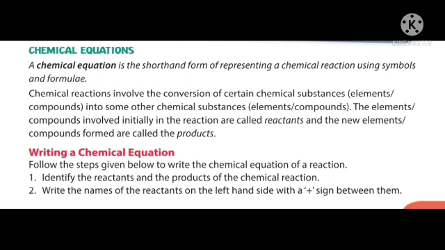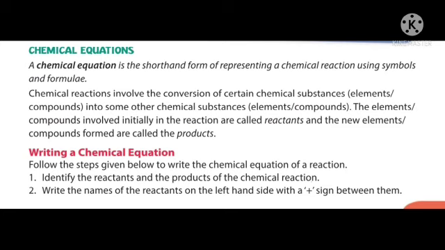Then how to write the chemical equation? Some steps we need to follow. The first step: you need to identify the reactants and the products of the chemical reaction. You need to know what all the reactants are and what all the products are of that particular chemical reaction. That's the first step. Then write the names of the reactants on the left hand side with a plus sign between them.